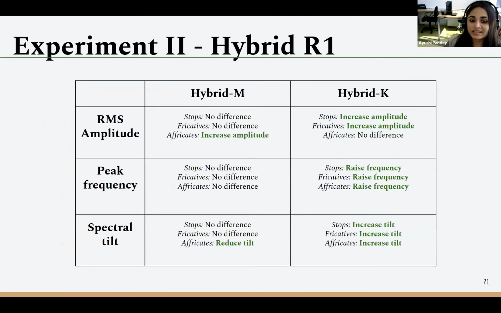So here we can see that while the best performing system M does not differ very significantly from the natural speech, the comparatively lesser scoring hybrid system K does differ in three important aspects: RMS amplitude, peak frequency, and once again, spectral tilt. Obstruents in K are louder, have a higher peak frequency, and show an increase in spectral tilt.